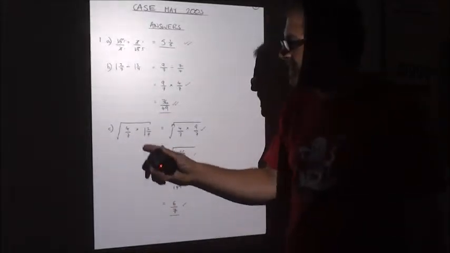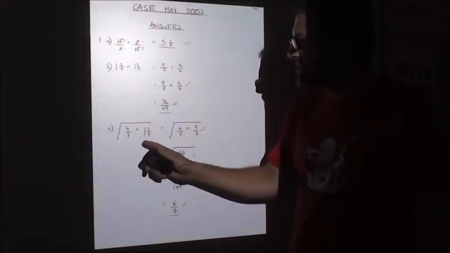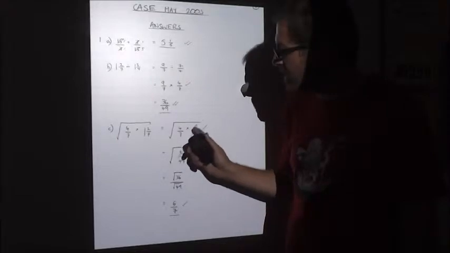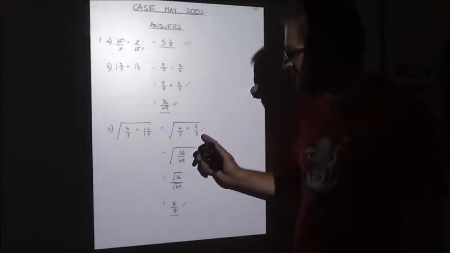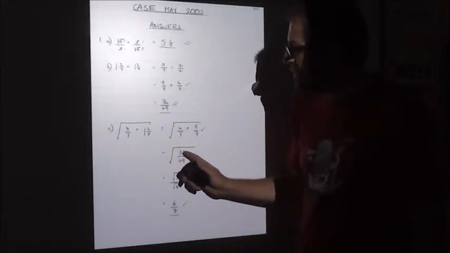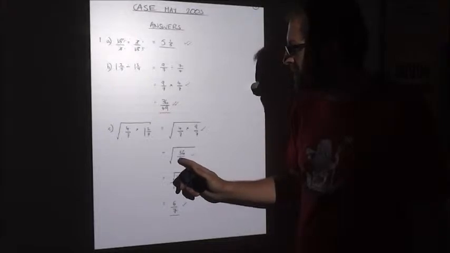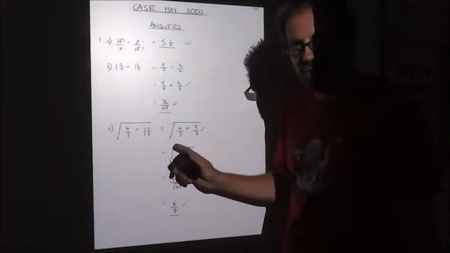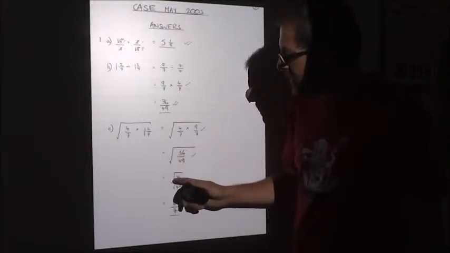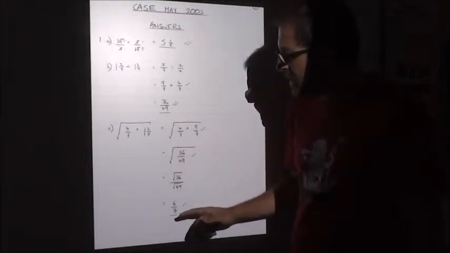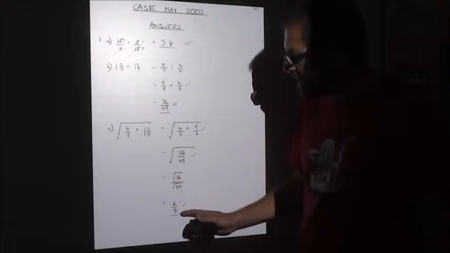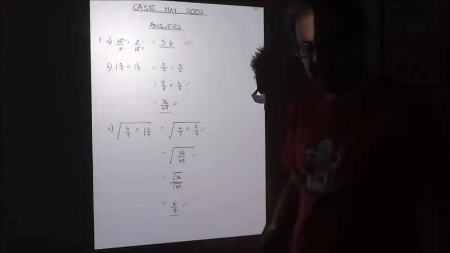Part C, you've got the square root of these two fractions, their product. So first of all, again, make it into an improper fraction, 9/7. Then you can multiply the top and the bottom, so you get 36/49. When you find the square root of a fraction, it can be thought of as the square root of the numerator and the square root of the denominator, which then when you find them, you get 6/7.